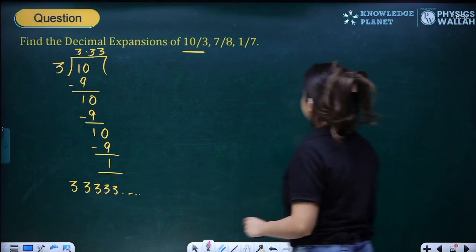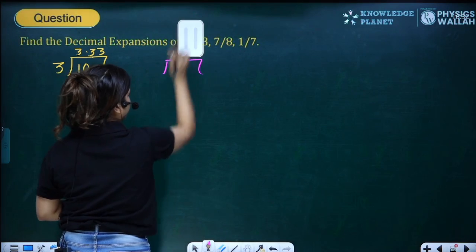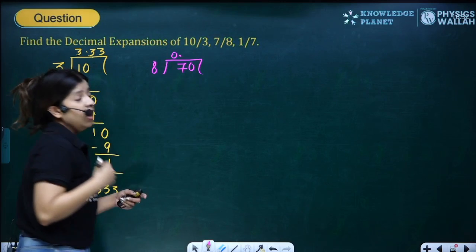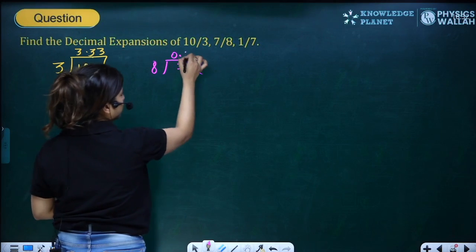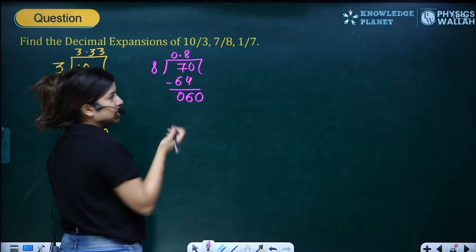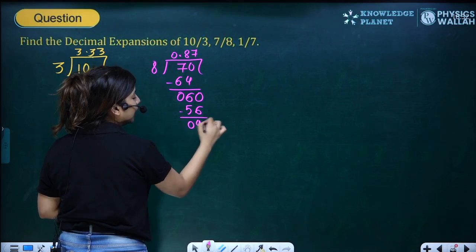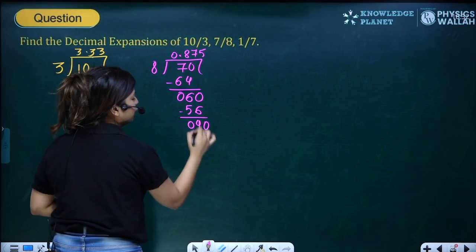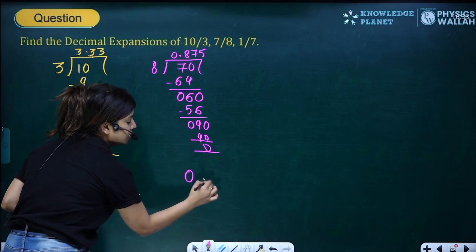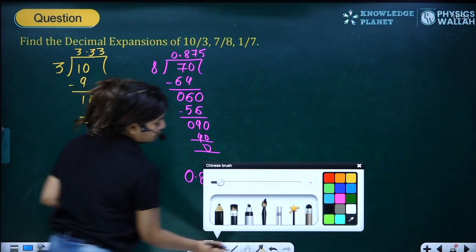Now let's talk about the second one, that is 7 by 8. That is 7 divided by 8. So simply we can take 0, then this will become 70, decimal. Now we can take 8 over here. 8 8s are 64, minus, 6. Then we are left with 60. So I can say 8 7s are 56, minus, 4. It becomes 40. So 8 5s are 40. Now I get the remainder as 0. So basically this decimal expansion is 0.875. As simple as that.